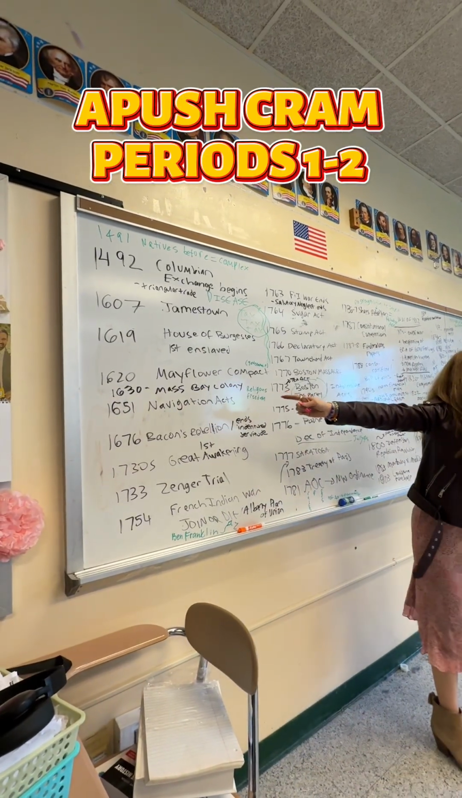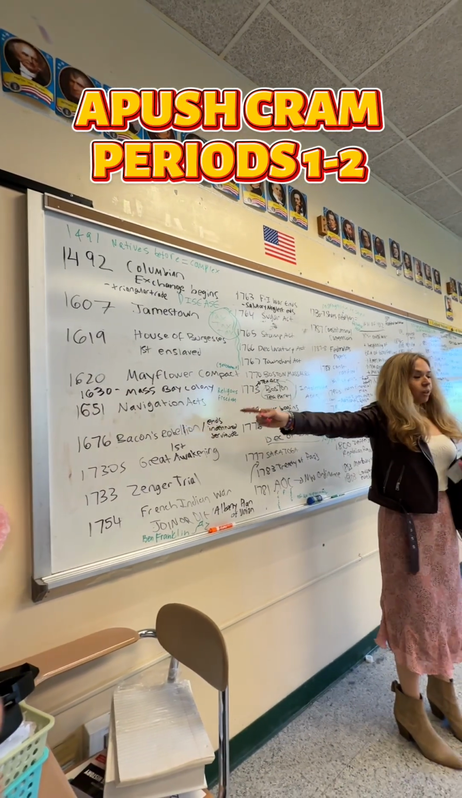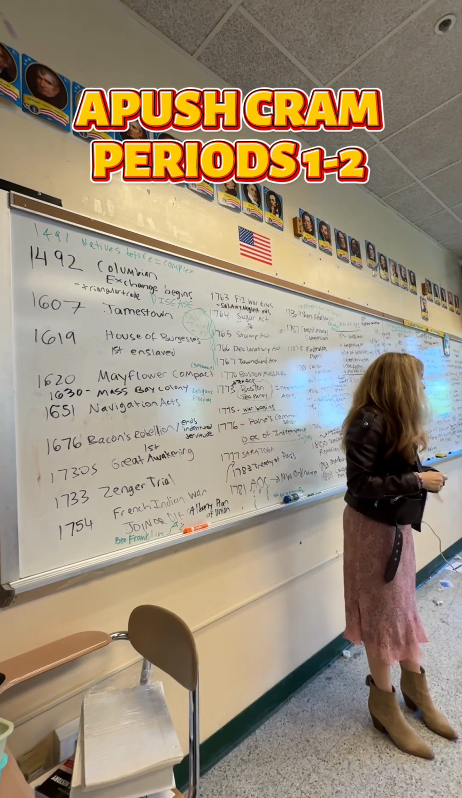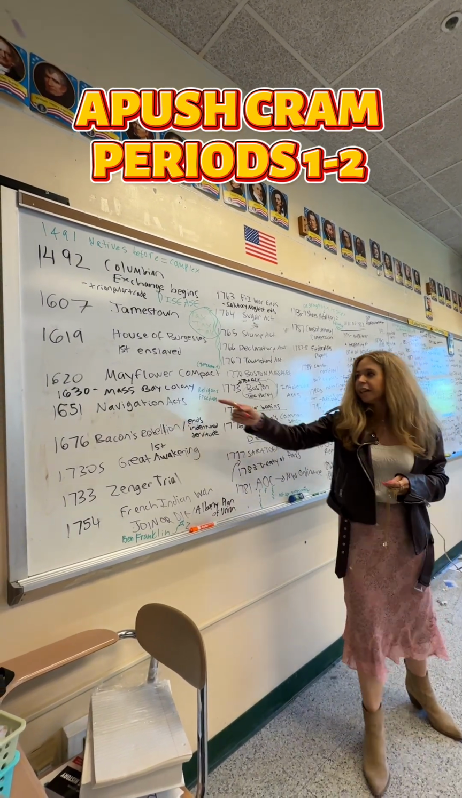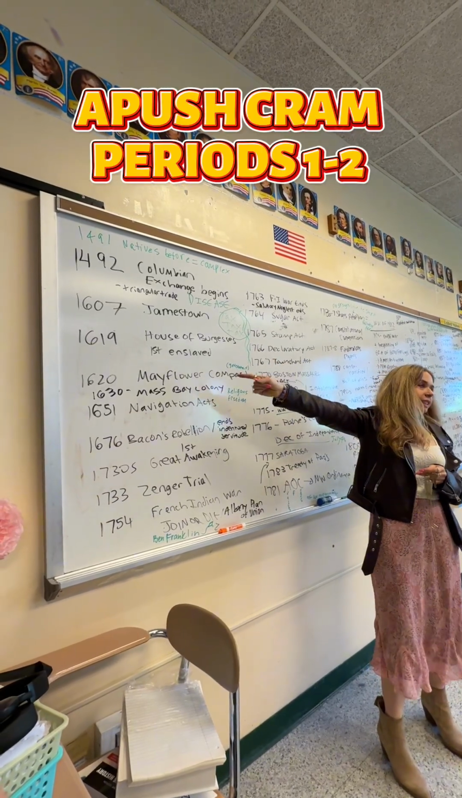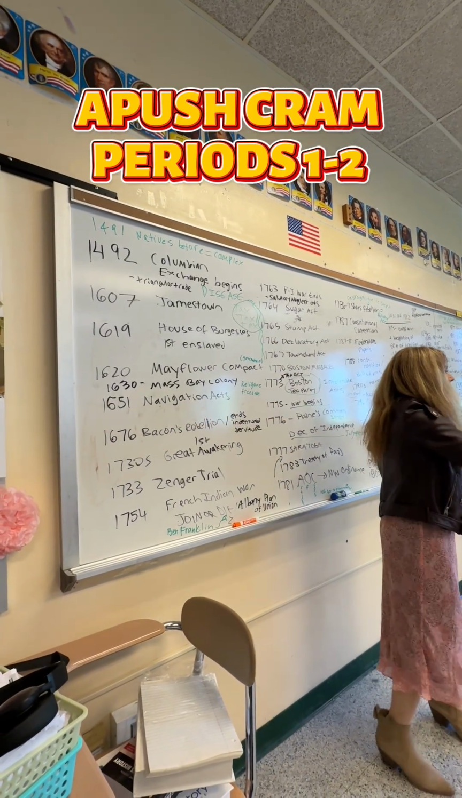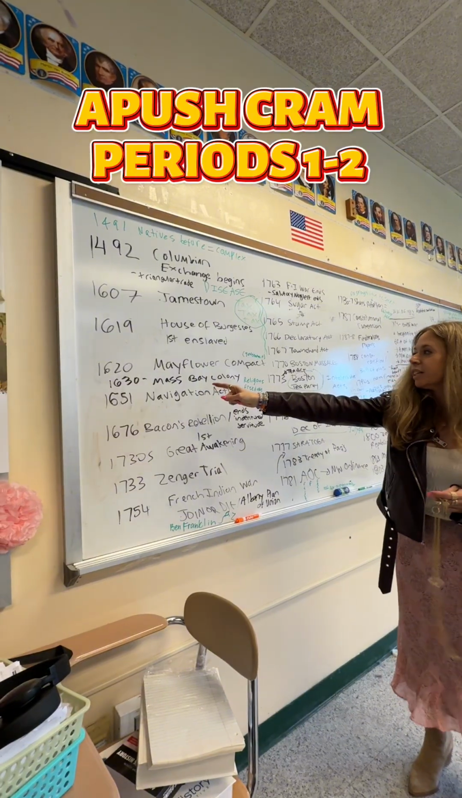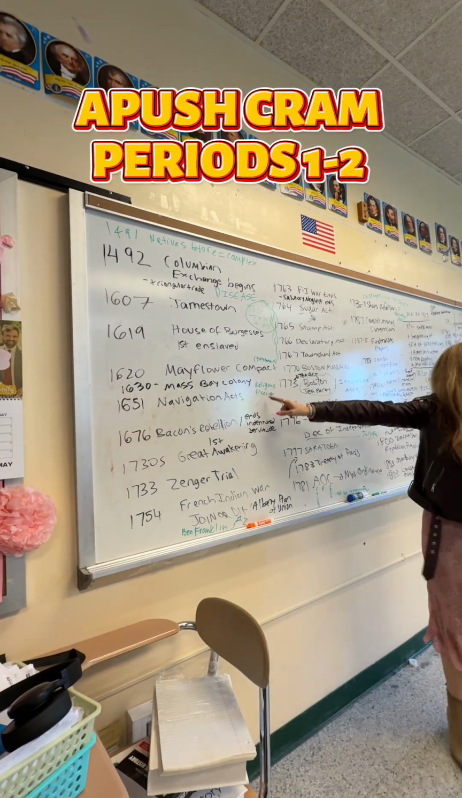1620, Mayflower Compact. The Pilgrims arrive. This is the first example of self-government in the New World of us, Europeans. And House of Burgesses, right, is the first example of representative democracy. Very good. Virginia colony. 1630, the Puritans come looking for religious freedom.